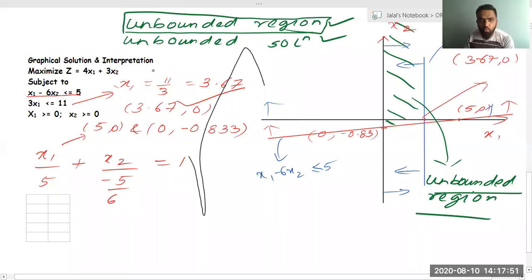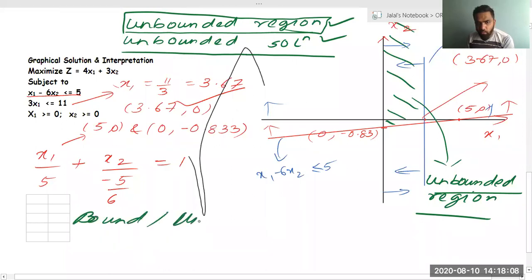Now, if you want to know whether your solution is bounded or unbounded, it can be unbounded or it can also be bounded. It depends upon your Z. So now what do you need to do? You need to write your Z. What is your Z? 4x1 plus 3x2.